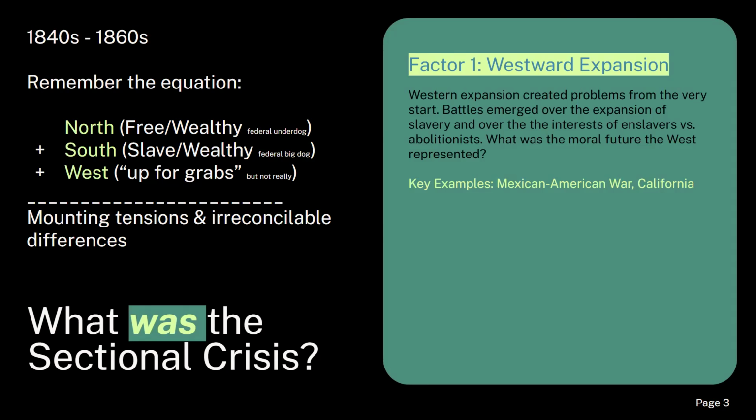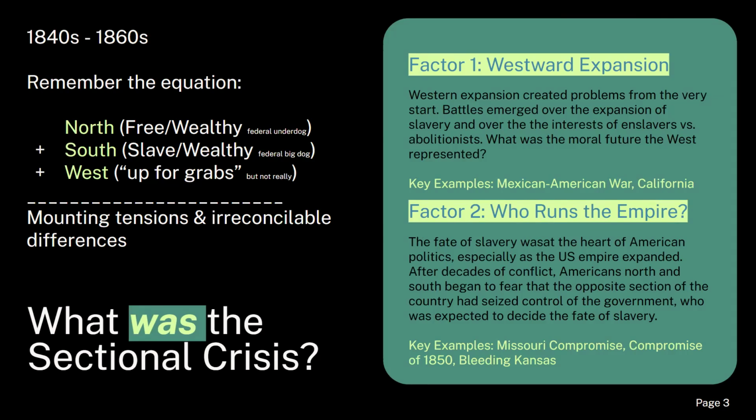There are two factors to consider when we look at the sectional crisis. Factor number one is westward expansion. Western and westward expansion created problems from the very start. Battles emerged over the expansion of slavery and over the interests of enslavers versus abolitionists. Many believed the West represented the moral future of the empire. So what was this West? What was this moral future? And the key examples when we look at westward expansion are the Mexican-American War and the admittance of California because it led to the Compromise of 1850.